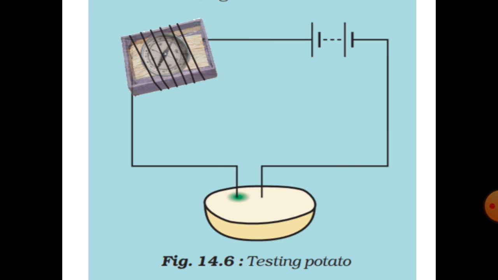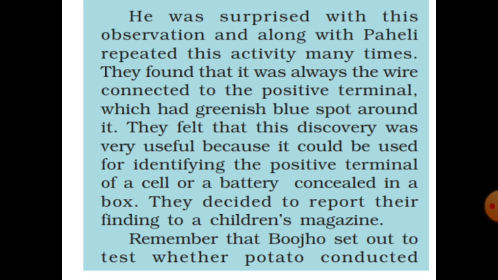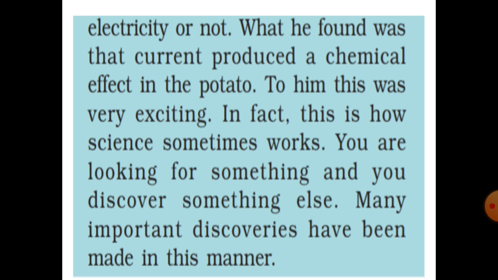जो कि देखो इसमें पॉजिटिव टर्मिनल जहाँ पर है वहाँ पर ग्रीन कलर का हो गया है पोटैटो. ठीक है, और जिसमें नहीं है वो क्या हुआ? नेगेटिव टर्मिनल है. Electricity or not, what he found was that current produced a chemical effect in the potato. To him this was very exciting.